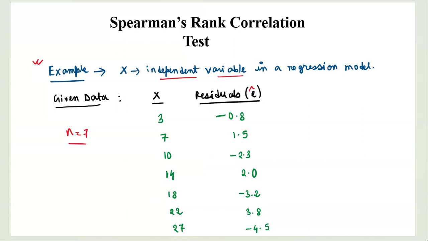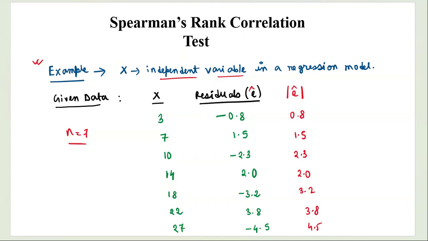Now, what is the first step? First step, as I have told you, compute the absolute value of the residual. This will be the first step. So what will be the absolute value? Just take the mod of these values. So the first value will be 0.8. So only consider the positive values. 1.5, this is 2.3, this is 2, this is 3.2, this is 3.8, and this will be 4.5. This is the absolute value.